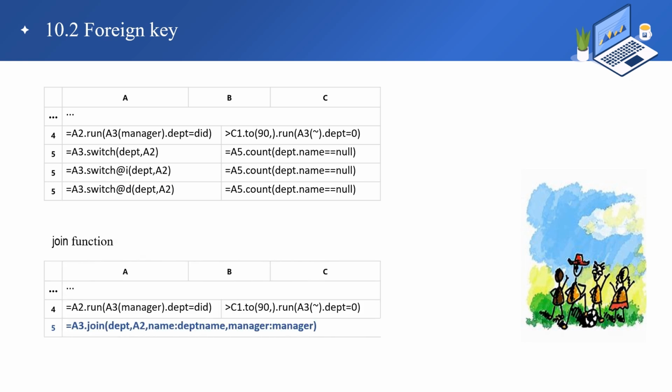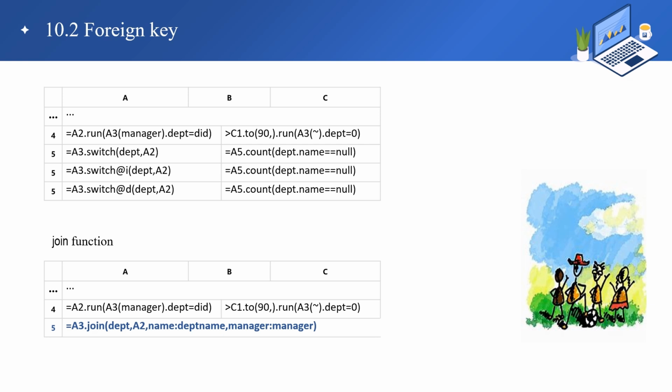SPL provides the join function to achieve this goal. A5 will add depth name and manager fields on the basis of table sequence A3, and fill in the employee's department name and manager ID respectively. The depth field will remain the same. If the corresponding dimension table record cannot be found, the newly added fields will be filled with null. The join function will generate a new table sequence, and the original A3 will not change.